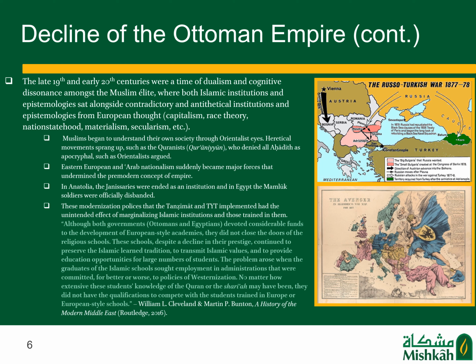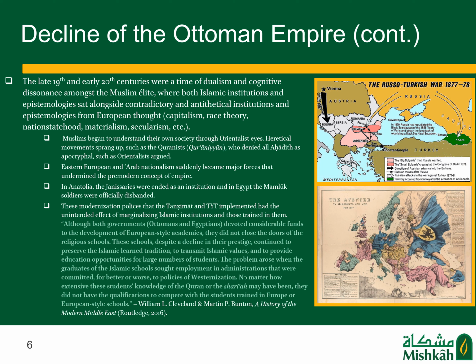In Anatolia itself, the Janissaries were ended as an institution, as well as Mamluks in Egypt. These Mamluk soldiers and Janissaries are something that go all the way back to the early period in Islamic history, now disbanded. Age-old traditions are suddenly changing. And these modernization policies that the Tanzimat and the Young Turks implemented had the unintended effect of marginalizing Islamic institutions and those trained in them.